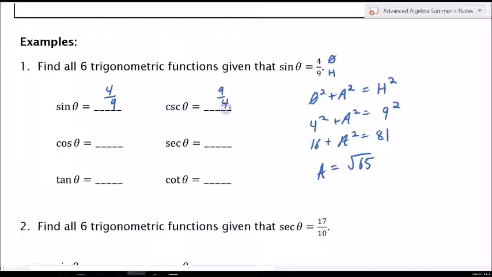Flipping it, cosine is A over H. Tangent, O over A. Flipping here. And flipping here.